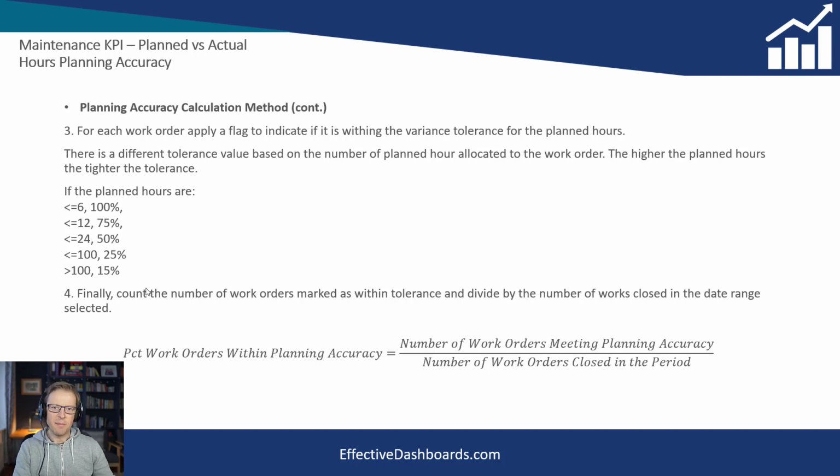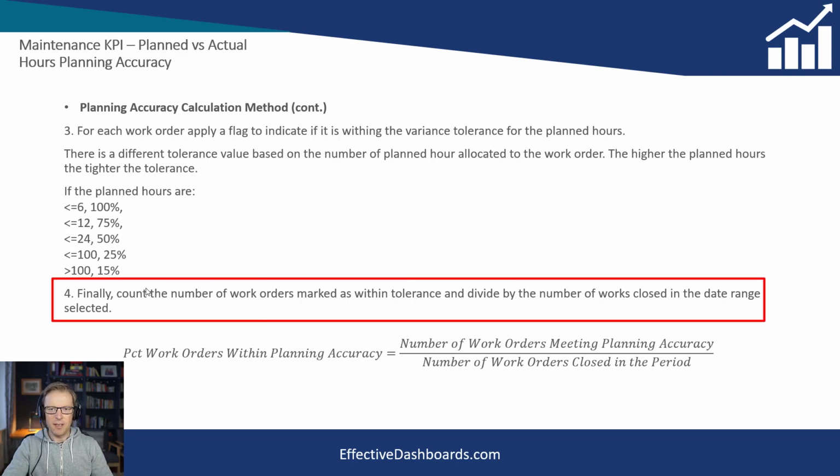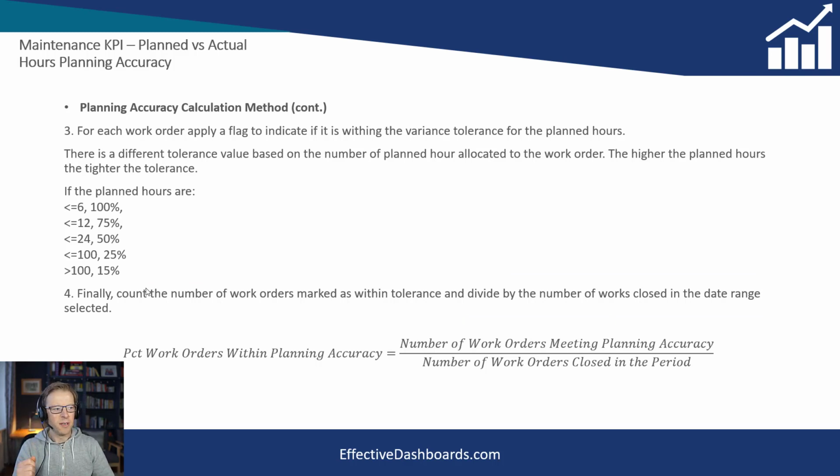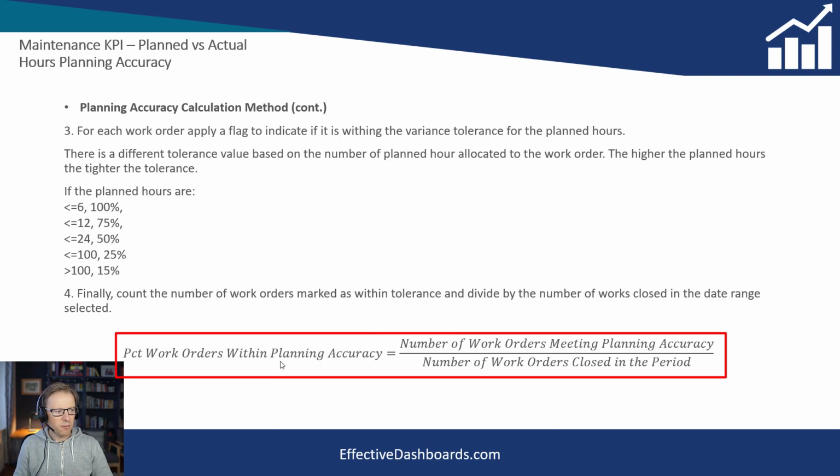But once the template's in place, you can use that. Okay, then finally what we're going to do is count the number of work orders. So we've got our list of work orders in the period selected, so we've selected 100 work orders for example. The next thing we're going to do is calculate the percentage of those work orders that are within tolerance. Okay, so percentage of work orders within planning accuracy is going to be the number of work orders that are meeting the planning accuracy. So based on the number of planned hours, if they're within a certain tolerance, they will meet that planning accuracy. So they'll get a flag that says, "Yep, I'm okay."